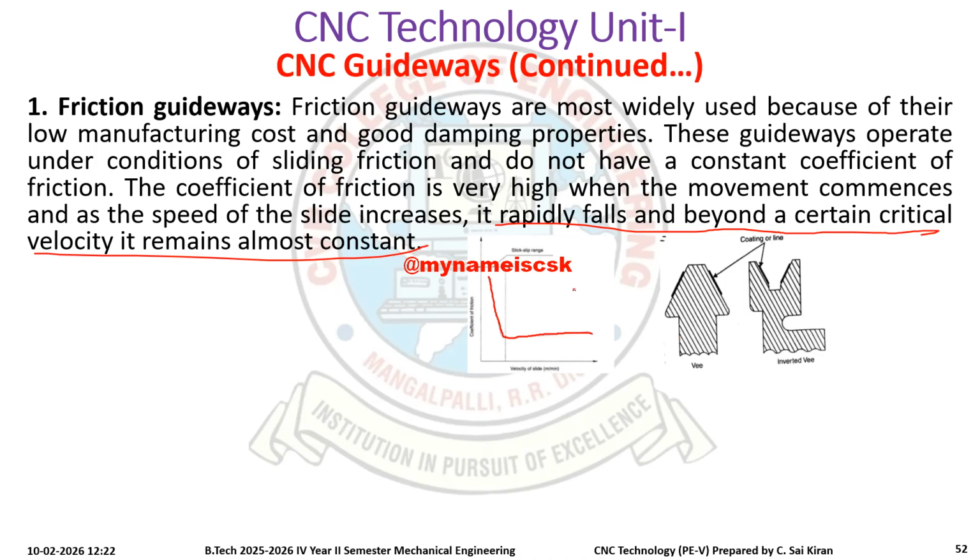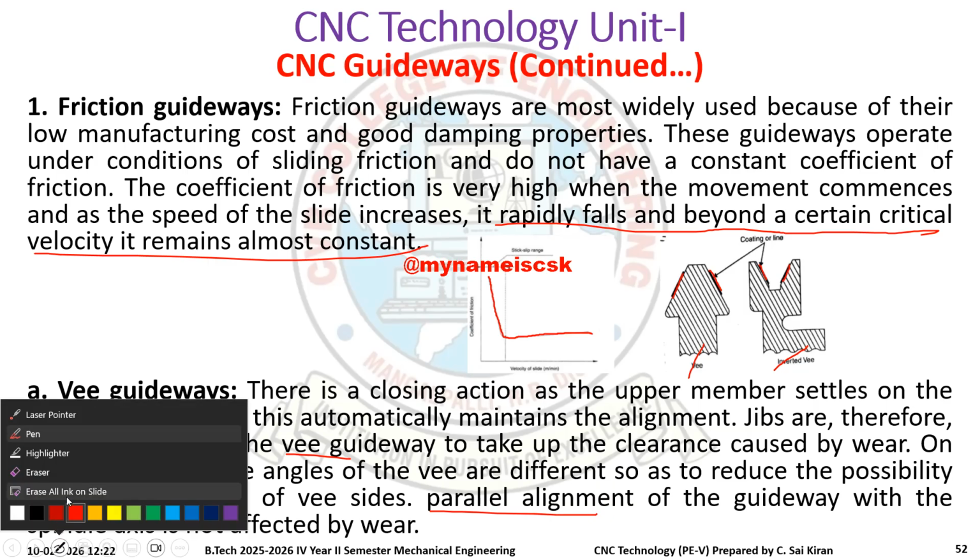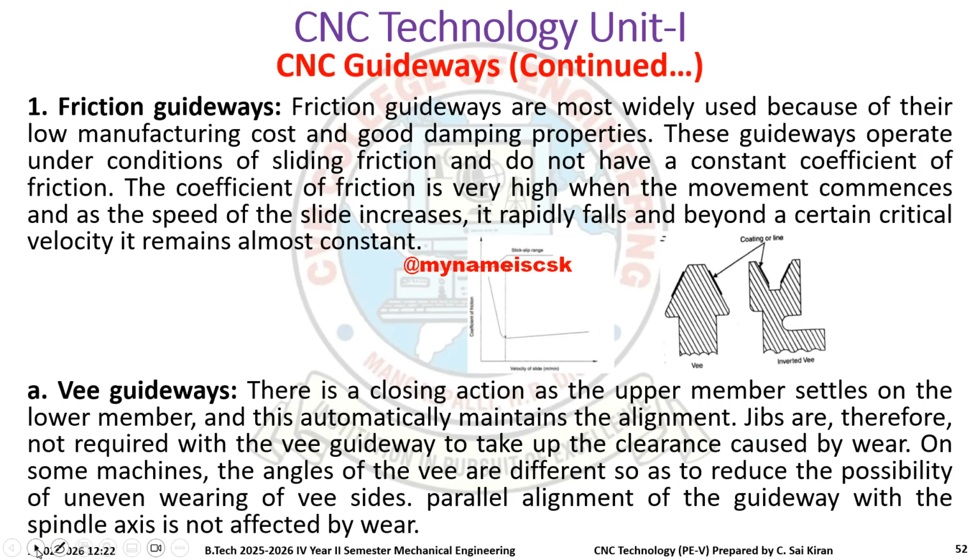Next, friction guideways. The types are V type and inverted V type. We keep a coating, and this coating touches so that, with respect to friction, the two parts have movement in the guideway. The first one is the V guideway. It is a closing action. The upper member settles on the lower member, and this is in the shape of a V. The angles of the V are different for different guideways, and here we have parallel alignment of the guideways with the spindle axis. So this is the first type, V guideways.